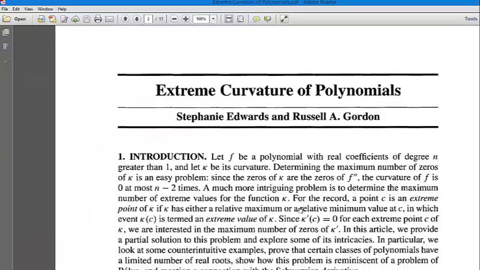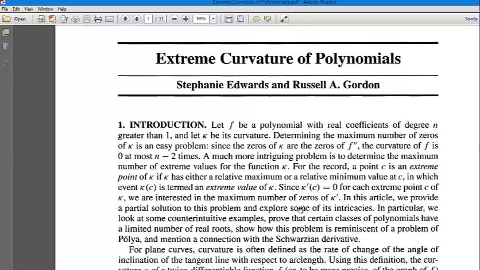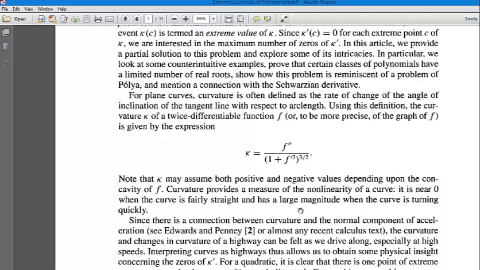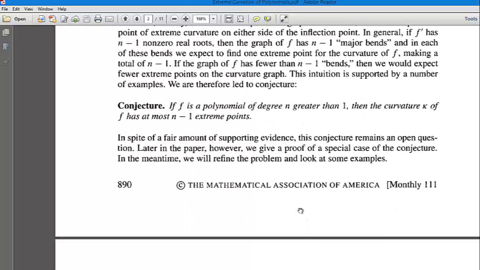Suppose you have a polynomial f. You can compute its curvature using another formula in our book, which I'll show you after break. Actually, there it is: f double prime over the quantity 1 plus f prime squared, to the 3/2 power. Okay, fine. Here's their conjecture. If you have a polynomial of degree n, the curvature has at most n minus 1 extreme points.